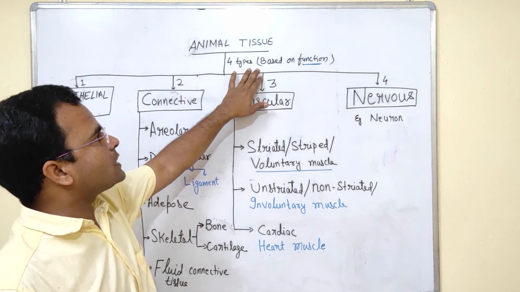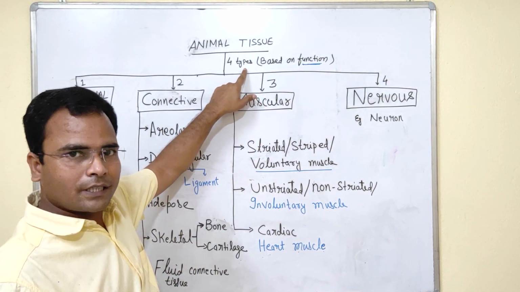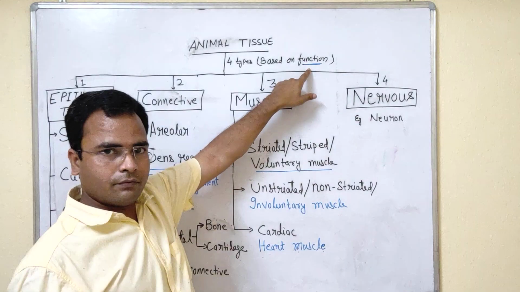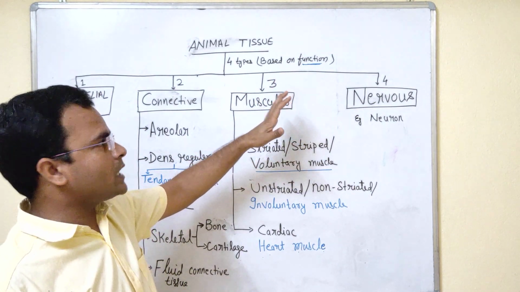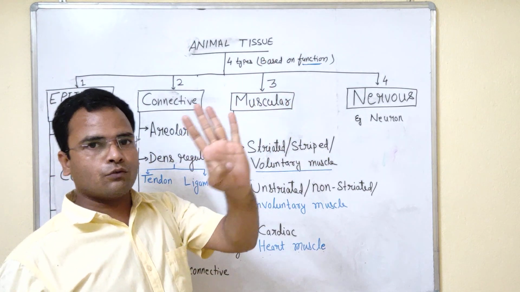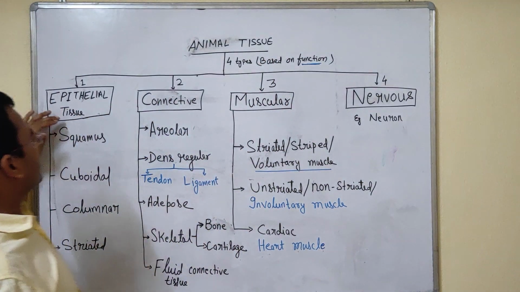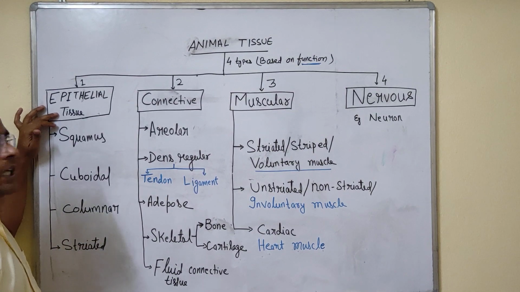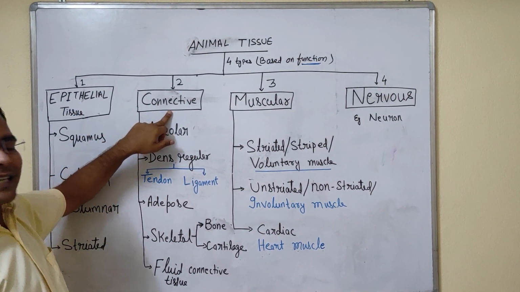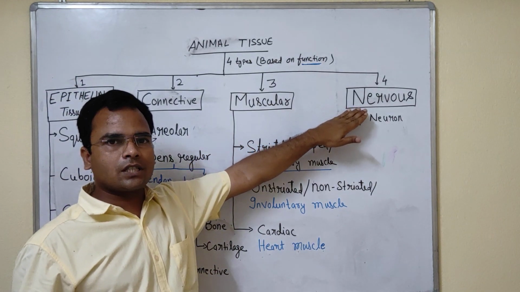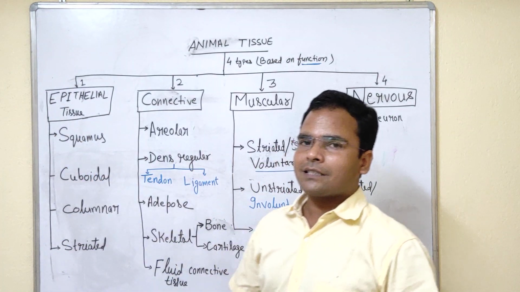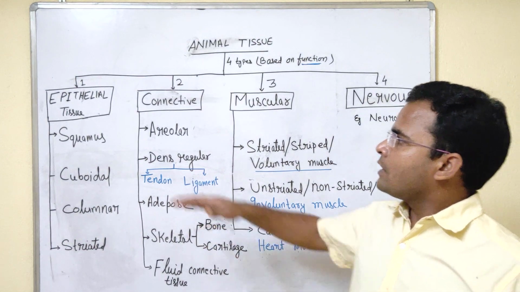They have been classified into four types based on their function. Different tissues have different functions. Based on the function, they have been classified into four groups. The first one is the epithelial tissue, the second one is the connective tissue, the third one is the muscular tissue, and the fourth one is the nervous tissue. You can see it is in a sequential manner.